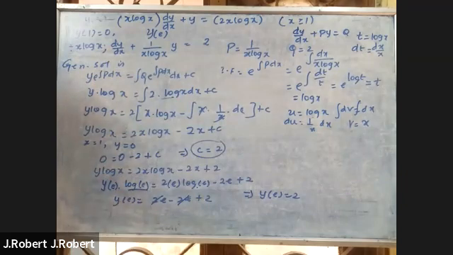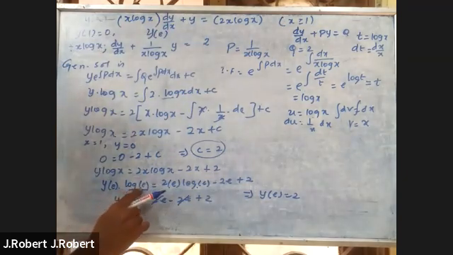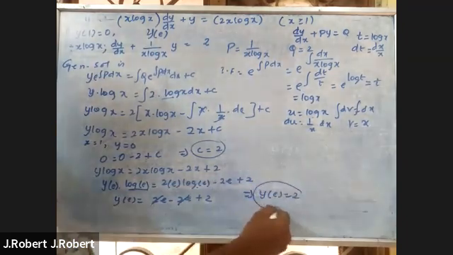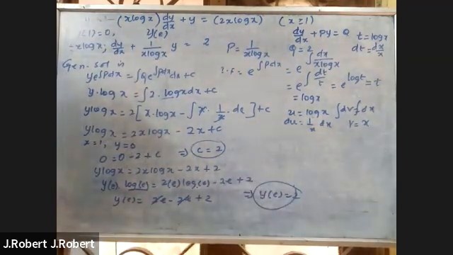My question is, what to find? We have to find y of e. Wherever x comes, you can put e. Log e is 1, therefore log e is 1. 2e minus 2e get cancelled. Therefore y of e is equal to 2. Please take note.